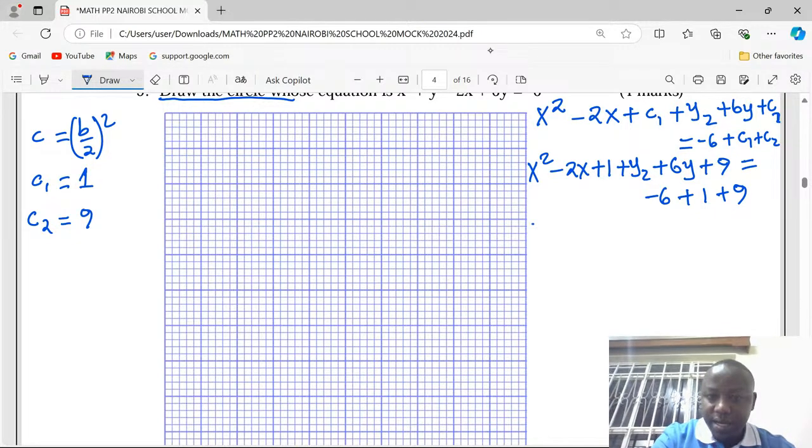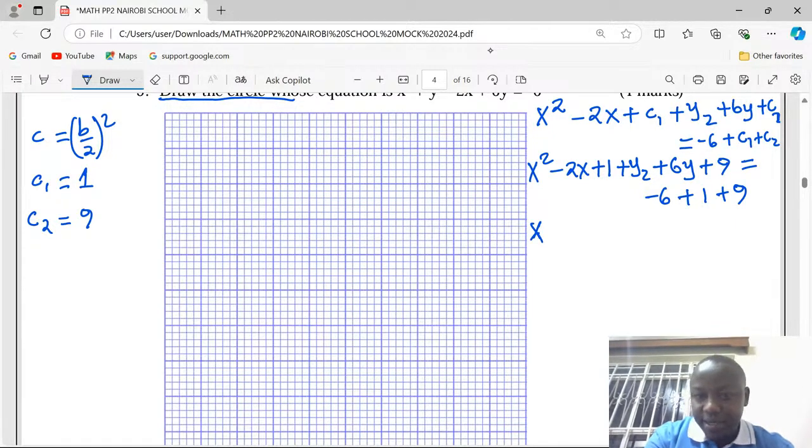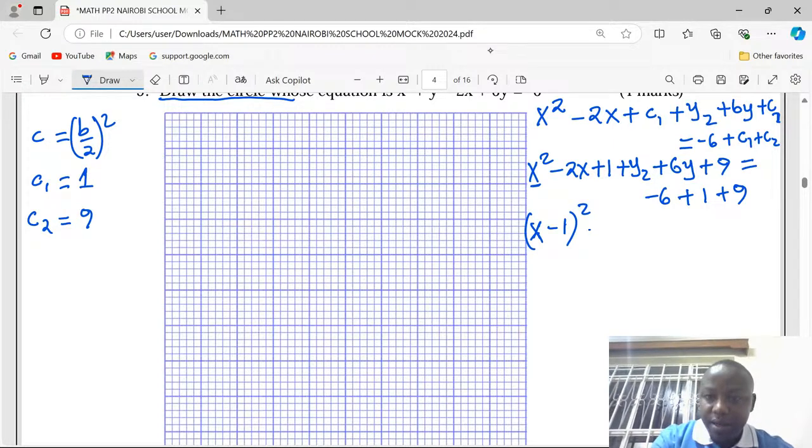This is x. I want to factorize the perfect square which has x. So I start with x and I subtract. The square root of 1 is 1, squared plus, I begin with y.